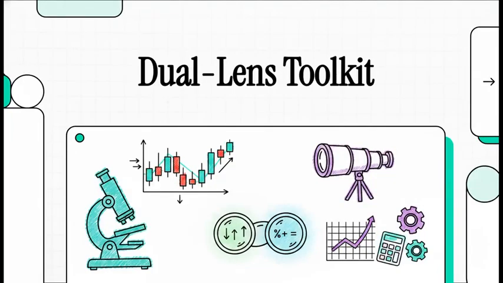Okay, picture this. You're trying to understand how a really complex machine works. Now, you wouldn't just look at it from far away, right? And you definitely wouldn't just stare at a single bolt up close either. You need both. You need a microscope for the immediate gritty details and a telescope to see the big picture.